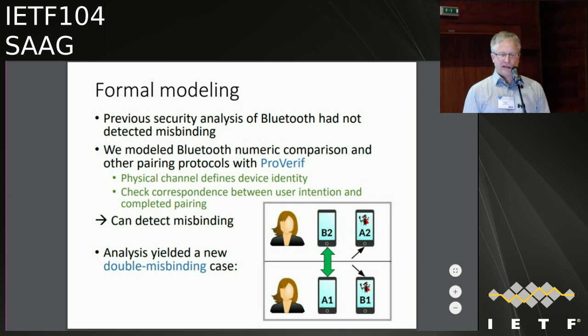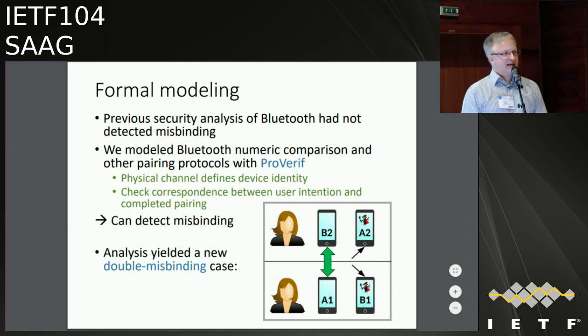And the trick there to get this attack, which we already knew about, was to use the physical channel that the user uses for communicating with the device as the device identity. And then we could express a correspondence property between the user's intention to pair two devices here, A1 and B1, and then the completed pairing, which is between some different pair of devices. Okay, so it's easy to model protocols when you know the attack that you're looking for, but interestingly, this formal modeling yielded another attack, which we call double misbinding, and there's a picture of it.